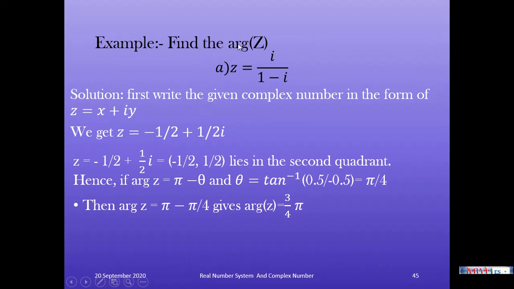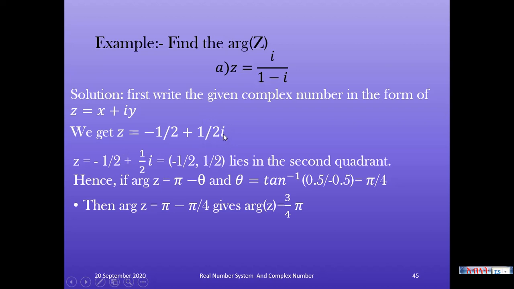For example, find the argument of z. By the way, it is not written in standard form, so first we have to write it in standard form. We simply multiply by 1 plus i over 1 plus i. Finally we get this. So the real part is minus 1 over 2 and the imaginary part is 1 over 2.